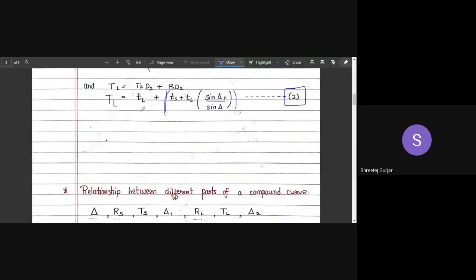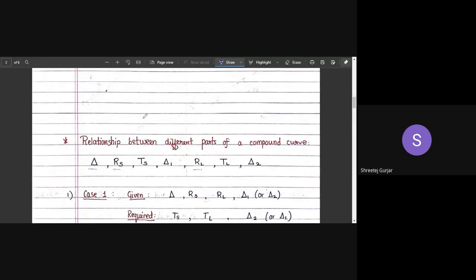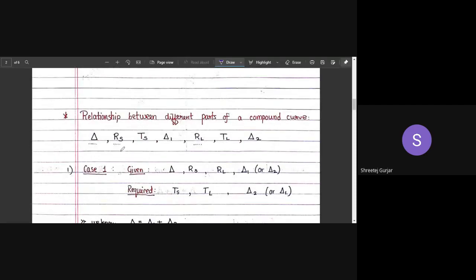Now the thing is regarding compound curves. Regarding compound curves, you have to find a relationship between different elements of a compound curve. So we know the different elements, that is delta. We know delta, we know RS and the TS, delta 1. These are the important elements of a compound curve. How many are there? They are 7 in number. The main 7 elements of a compound curve are these.